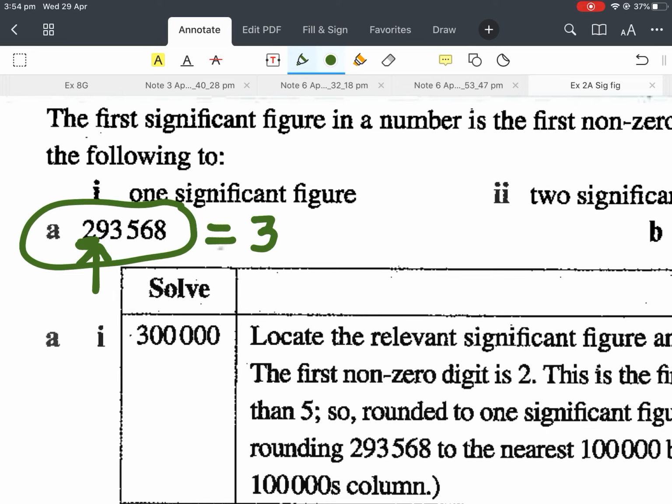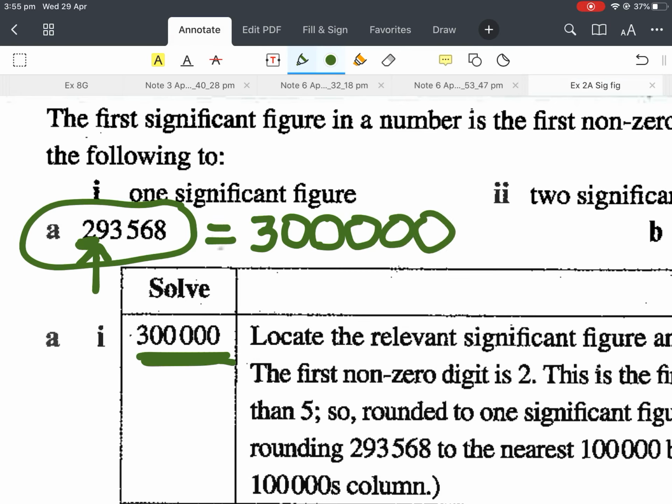This makes sense because 293,568 is probably closer to 300,000 than 200,000. Hopefully you agree with me. Now you'll notice here the answer is 300,000. One significant figure means you just keep the first digit, as long as you're doing the correct rounding, and every other digit becomes a 0: the 9 becomes a 0, the 3 becomes a 0, the 5 becomes a 0, the 6 becomes a 0, and the 8 becomes a 0.